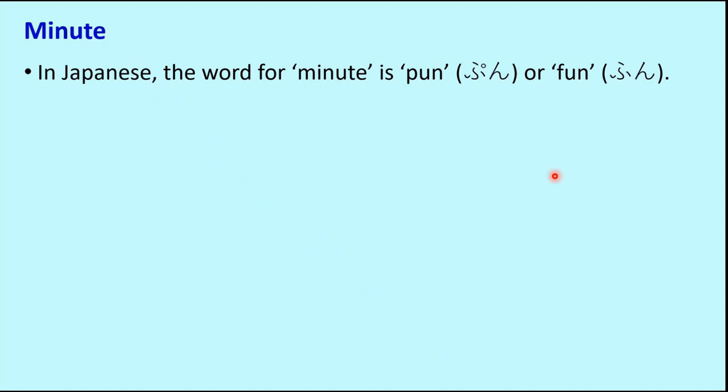Minute. In Japanese, the word for minute is pun or hun. So here the pronunciation one has to be careful. It is not fun and neither is it hun. So it's something between fun and hun. If we want to express it in English spelling, it will be FHUN. So it's hun.